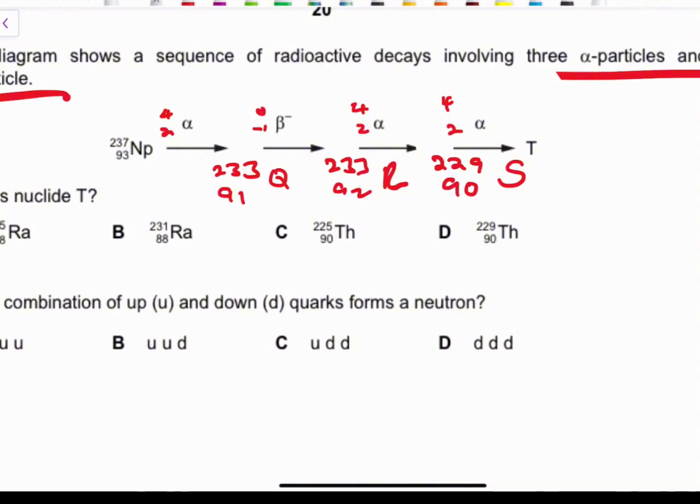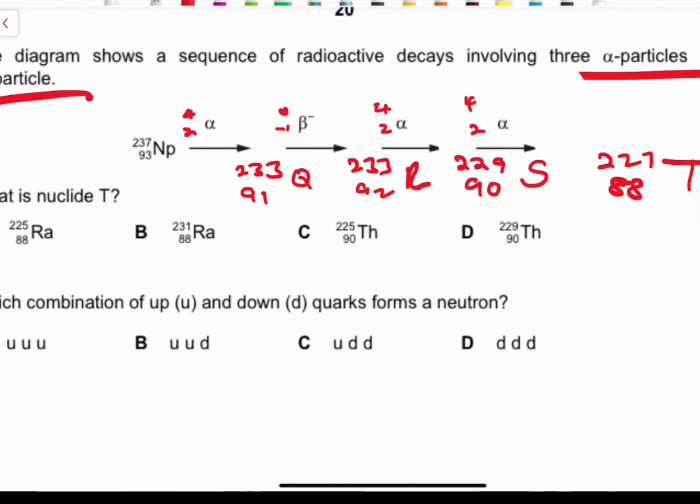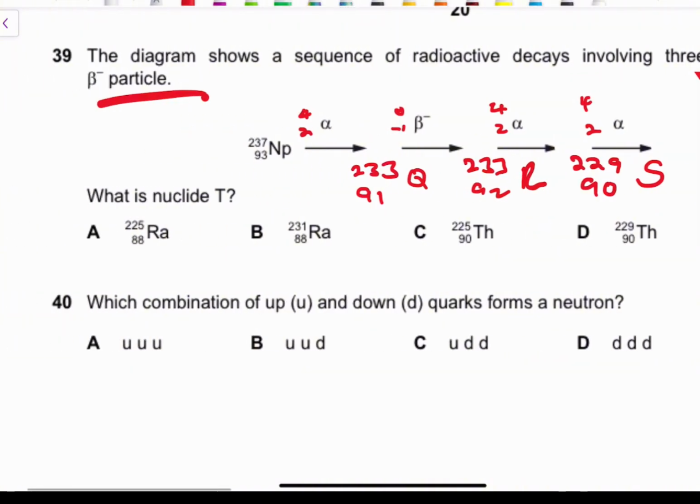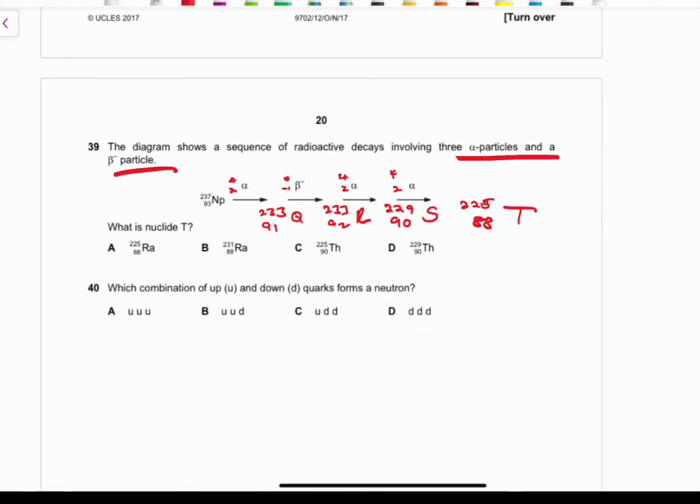And lastly, if we lose another 4 and another 2, from 229 that's going to be 225, and 90 minus 2 is going to be 88. That's going to be T. So it's 225 and 88. The answer is going to be A.